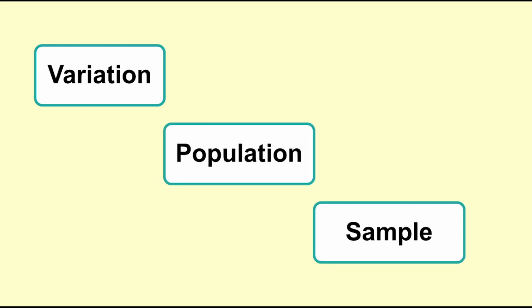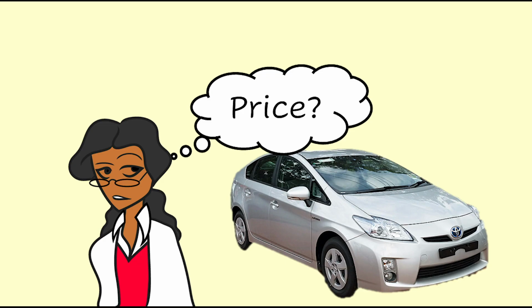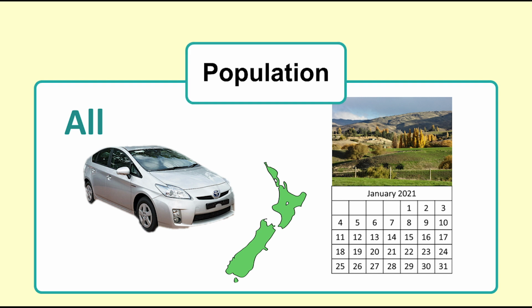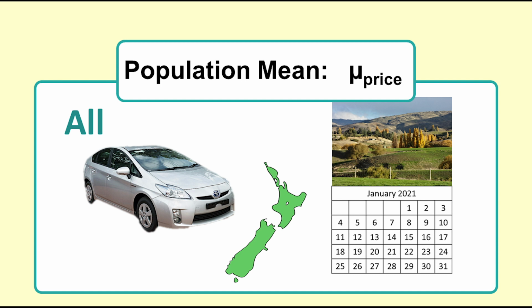To start off with, I will talk a little bit about variation, population and sample. We wish to find a fair price for a used Prius car. If we knew the asking price for all used Prius cars for sale in New Zealand in January 2021, that would be the population. We could find the population mean of the prices, and this would be a simple model to use to estimate a price.